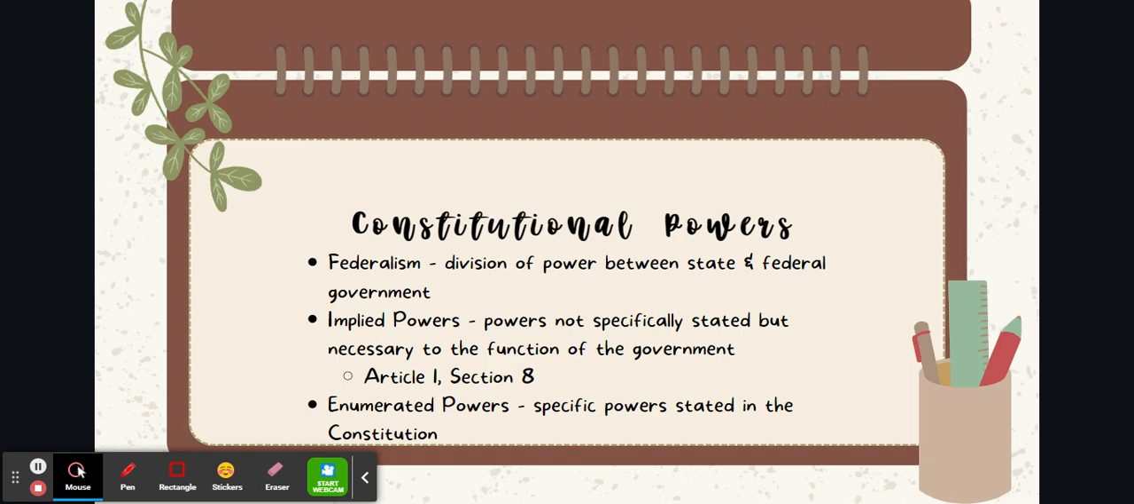In addition to this division of power between the federal and the state governments, the Constitution has also been interpreted in different ways depending on the implied powers versus the enumerated powers. The implied powers are powers that are not specifically stated in the Constitution but necessary to the function of the government. An example of one of the implied powers that has been largely enforced in different Supreme Court cases as well as in the other branches of government is Article 1, Section 8. Within Article 1, Section 8, they have what has been tagged the elastic clause, which states that the government is able to make laws which are necessary and proper to carry out the duties.